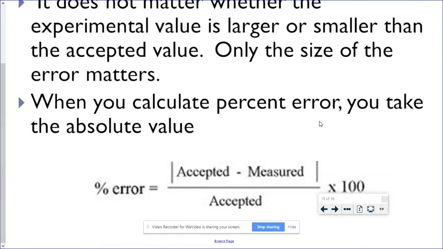So when you calculate percent error, you do that. And remember, absolute value is the distance from zero. What you're really hoping for when you do an experiment is that your experimental error is zero. That's your goal, to have 0% error. So the further you are away from zero, the worse your experiment went.